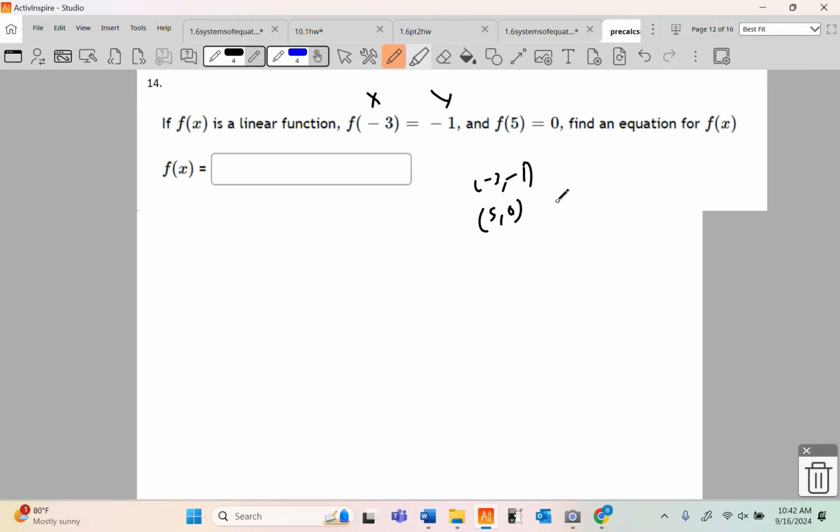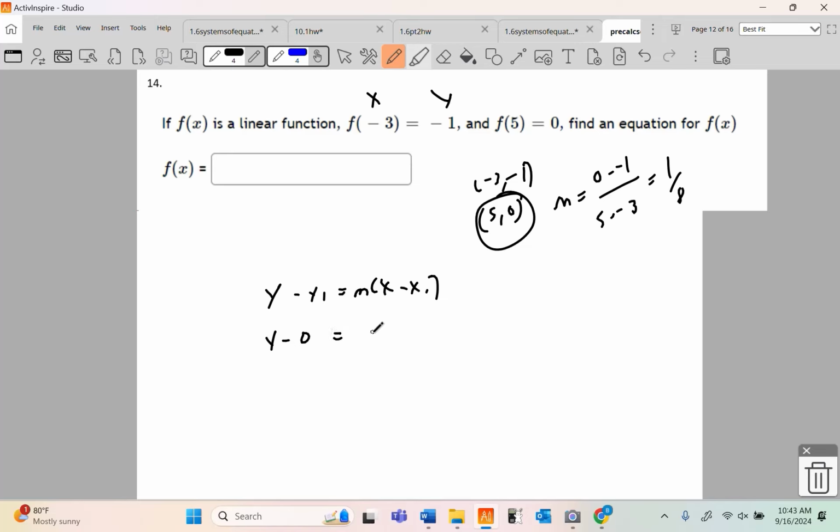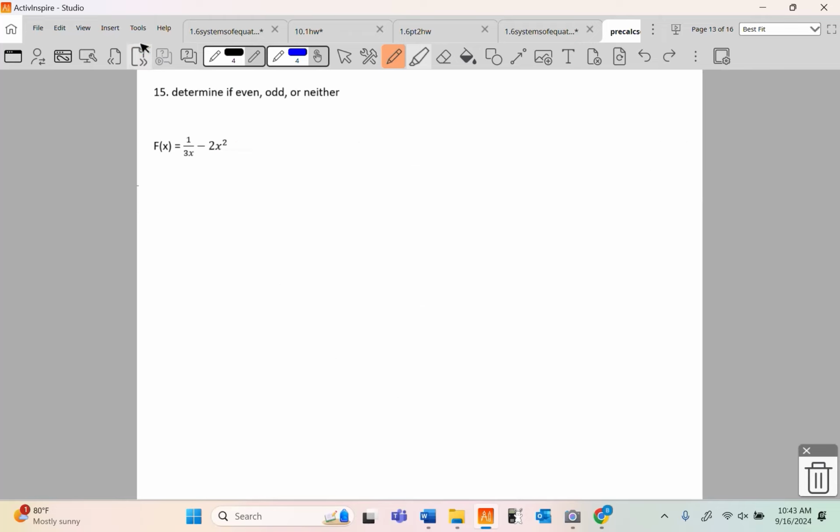So anyways, if you do your formula for slope, you'd have 0 take away a -1, almost did it backwards, 5 take away a -3. You get 1/8. And I'm going to use this point right here, because again, I'm going to do point-slope form. y minus y1 equals m times x minus x1. y minus nothing equals 1/8 of (x minus 5). Do that distributive property. 1/8 of x minus 5/8, and y minus nothing is y. Ta-da!